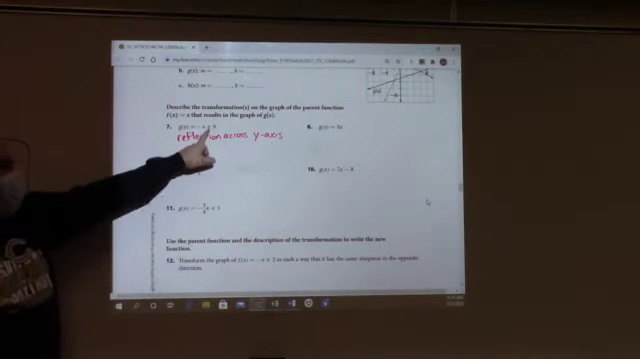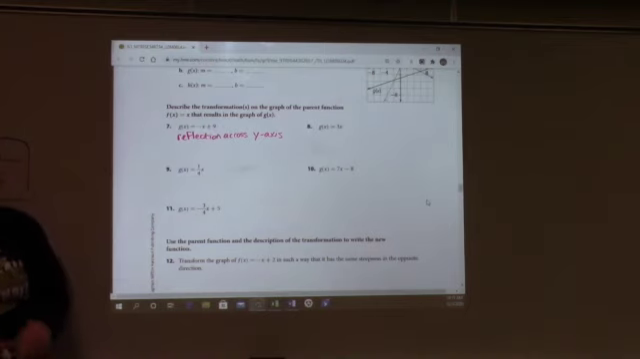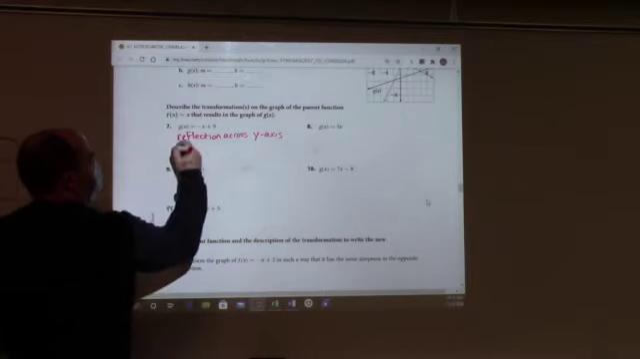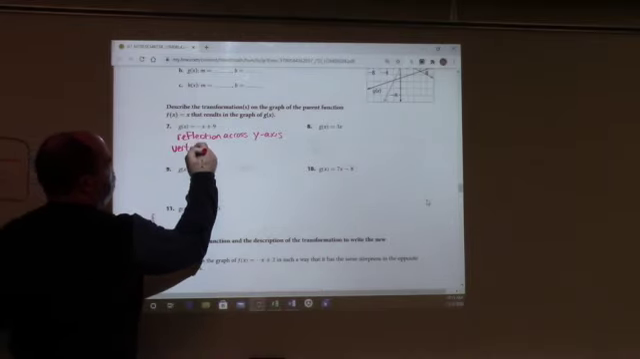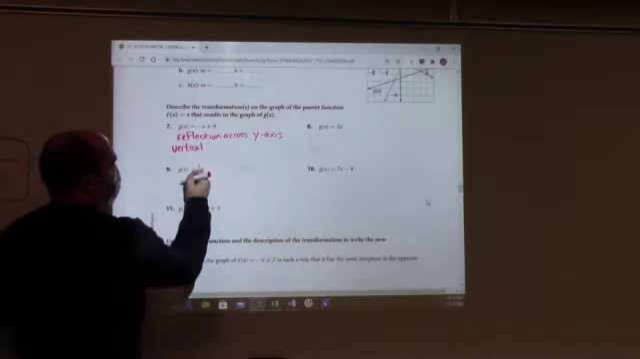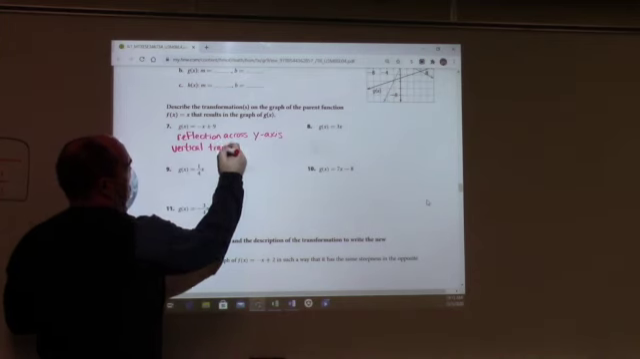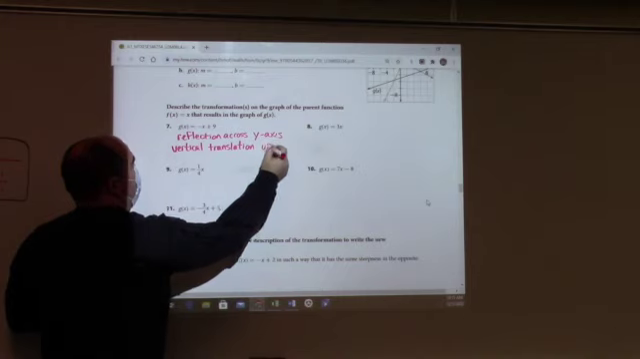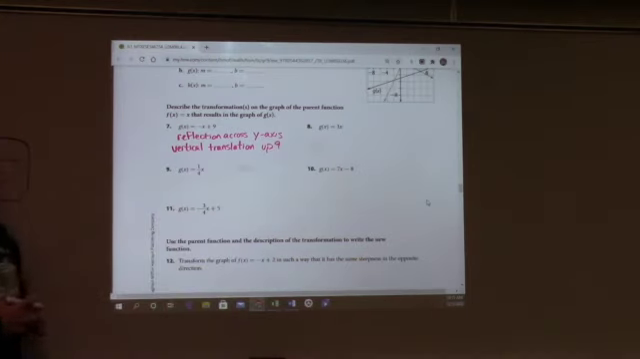Now, I also have a plus 9. So the plus 9 means I have a what? A translation, because that's the y-intercept. A vertical translation up 9.